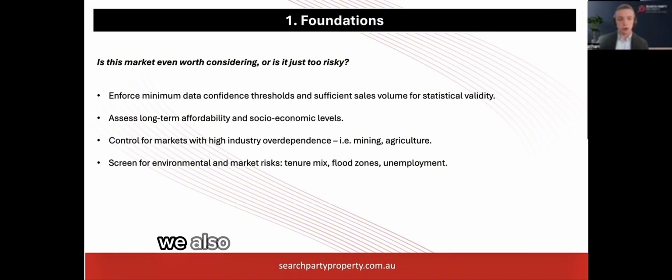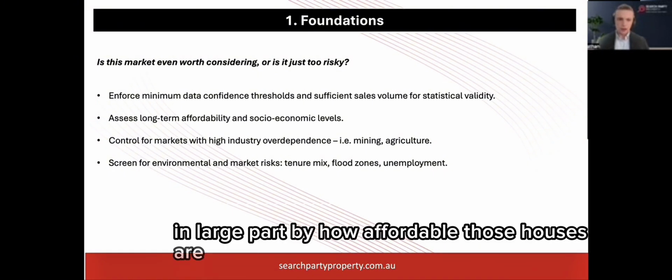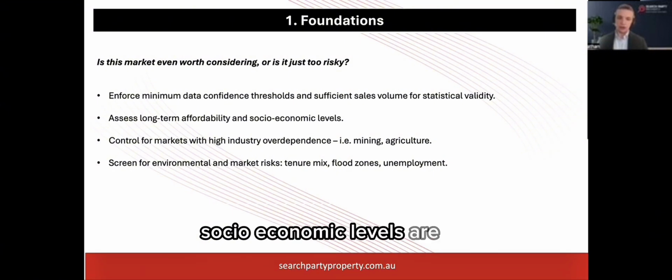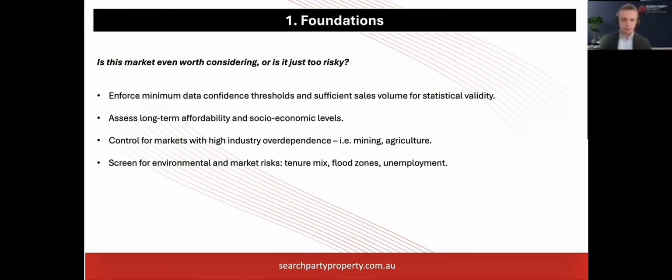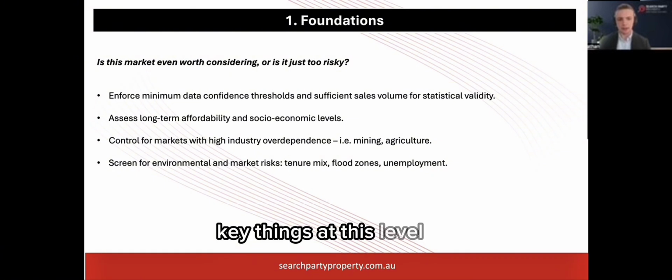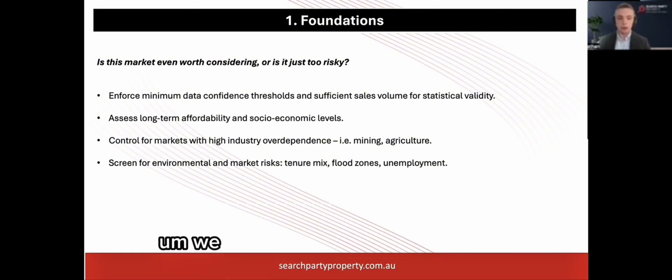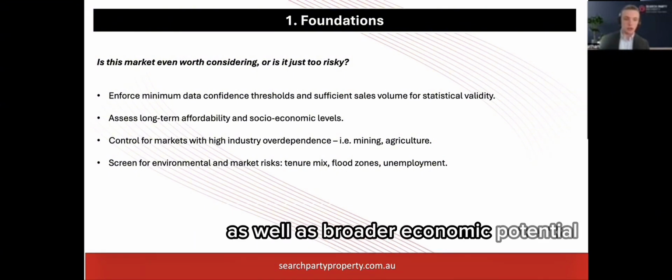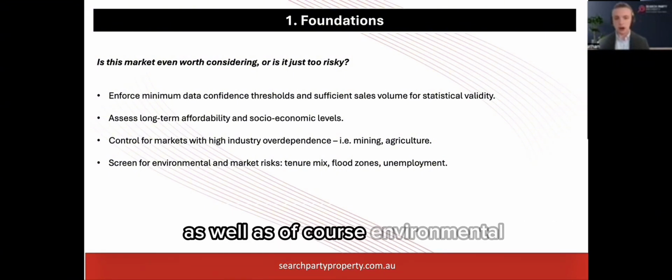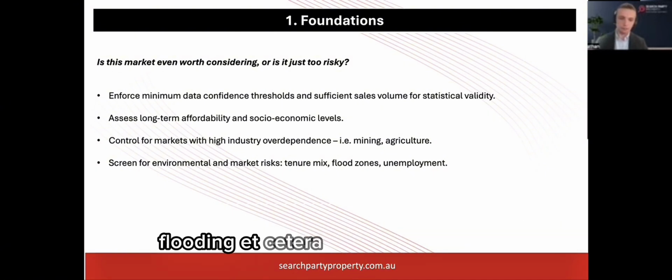And then on top of that, we also control for affordability and socioeconomic levels. And this is a really crucial one because we know that a majority of properties in Australia are owner occupied. So the overall growth of the market is going to be driven in large part by how affordable those houses are. We also know that socioeconomic levels are an excellent predictor of price growth. Then a few other key things at this level are industry dependence. We look into the level of economic diversity within a market, as well as broader economic potential and investment, as well as, of course, environmental risks such as flooding, etc.